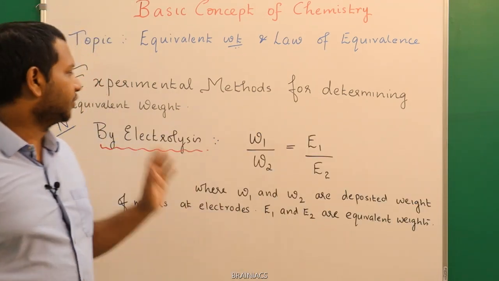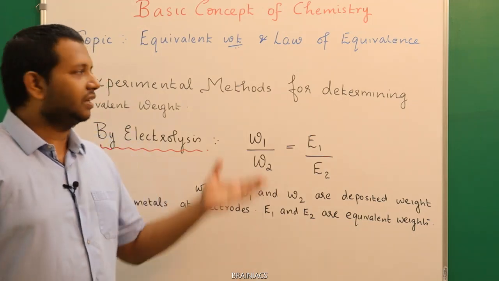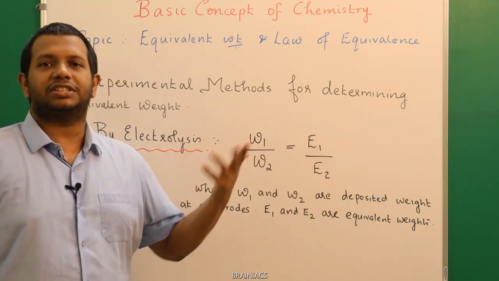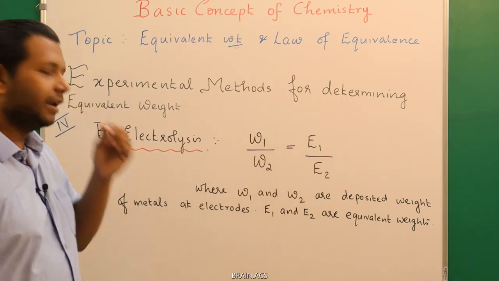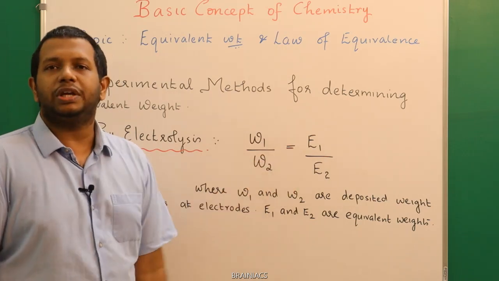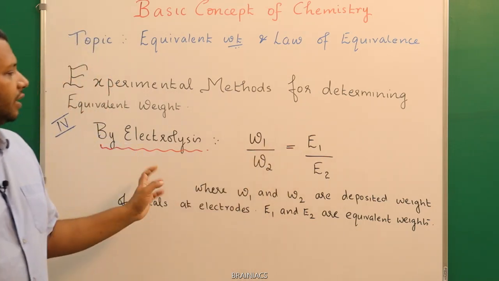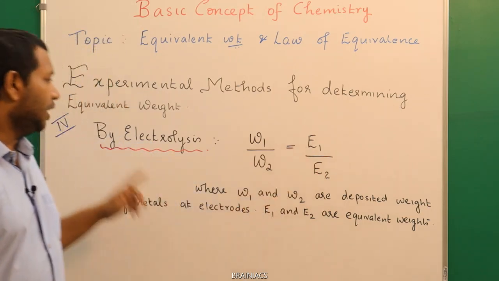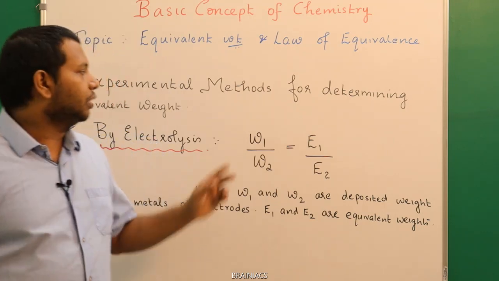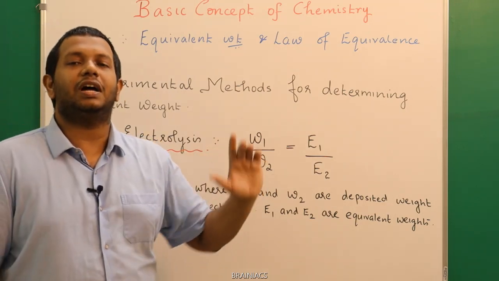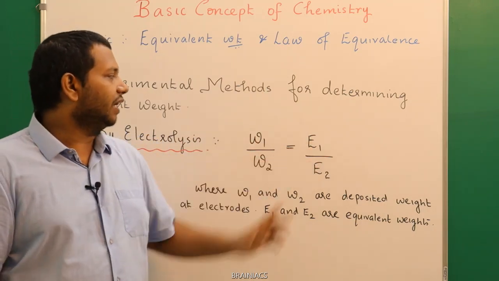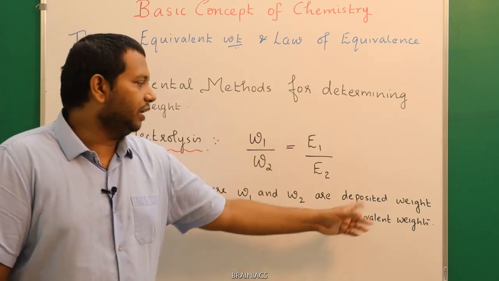Hi students, we have the next method for determining the equivalent weight, that is the experimental method through electrolysis. This you will learn more clearly in your chapter on electrochemistry, that is there in the plus 2. So by electrolysis the formula is W1 by W2 is equal to E1 by E2. Here W1 and W2 are the deposited weights of metals at the electrodes. We know there are electrodes, anode and cathode. So W1 and W2 represent the deposited weight of that particular element at the anode and cathode. And E1 and E2 represent their corresponding equivalent weights.